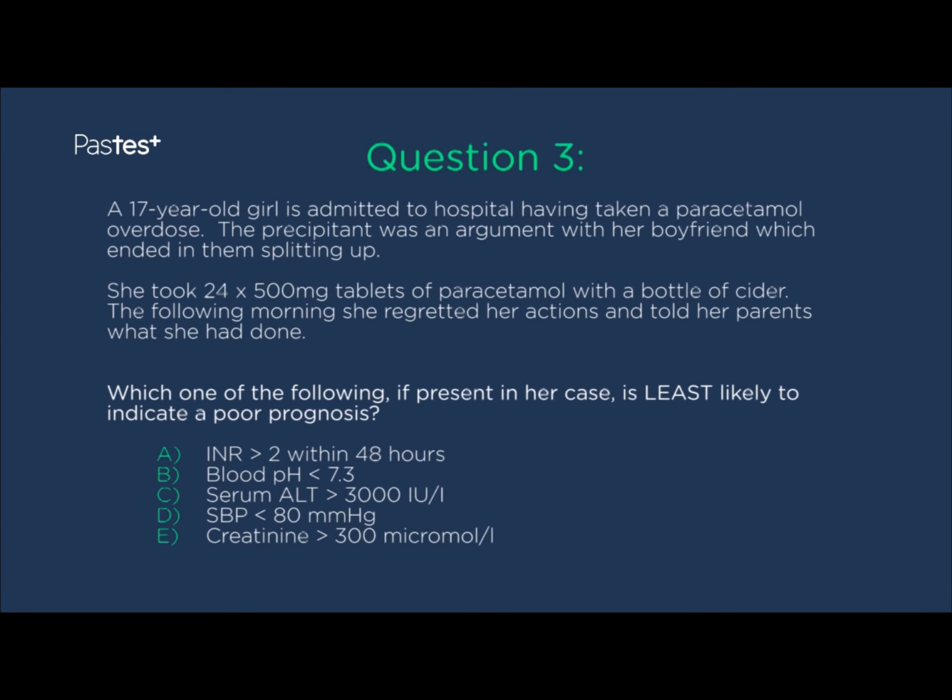And now question number 3. A 17-year-old girl is admitted to hospital having taken a paracetamol overdose. The precipitant was an argument with her boyfriend which ended up in them splitting up. She took 24 500 milligram tablets, so that's 12 grams of paracetamol, with a bottle of cider. The following morning she regretted her actions and told her parents what she had done. Which one of the following, if present in her case, is least likely to indicate a poor prognosis? Please consider these 5 options. I'll give you a minute to consider them.